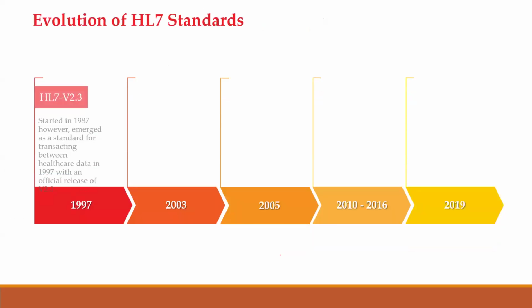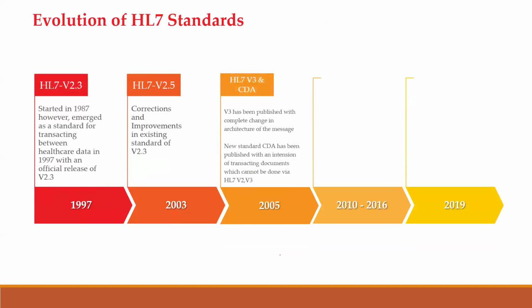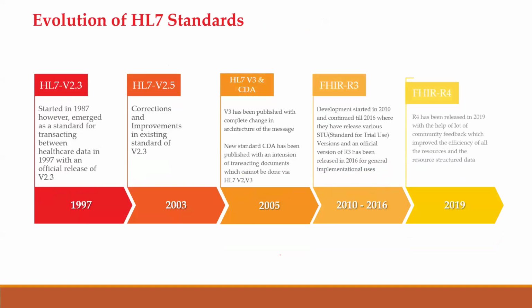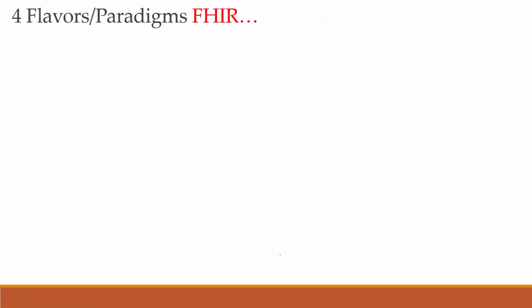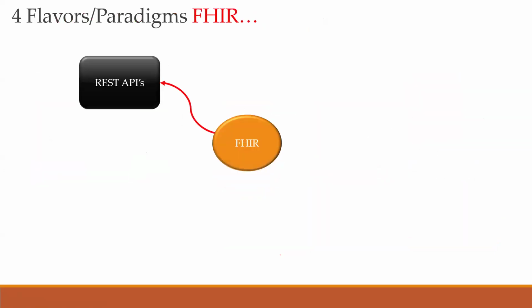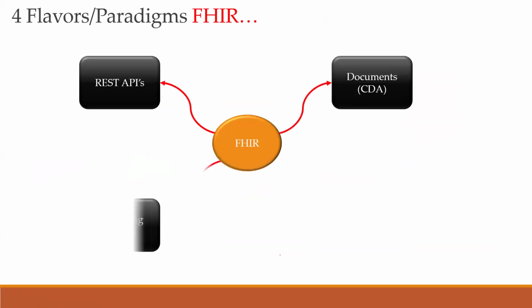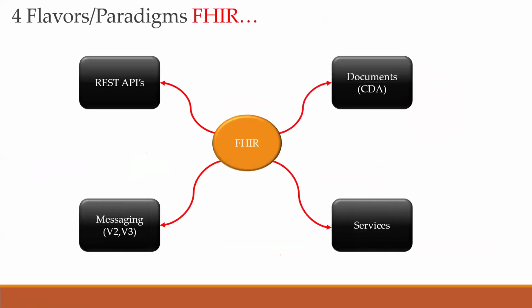And then we spoke about the evolution of HL7 standards. It all started in 1997, and then FHIR got started in 2010, and a benchmark normative standard of FHIR, which is FHIR R4, was released in 2019. We also spoke about four paradigms of FHIR: we have REST APIs, documents, messaging, and services.